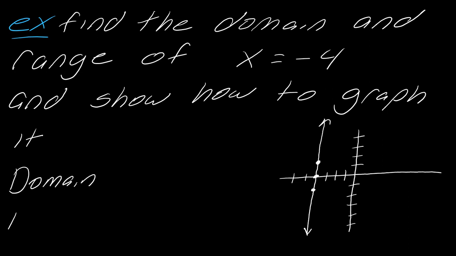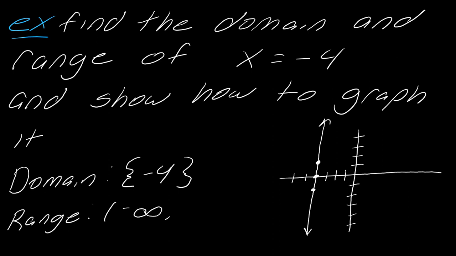Now I think you should try to write down the domain and range before I tell you what it is, just to check that you're understanding this, and then hit play when you're ready. So the domain in this case, the x's are always -4, right? So I'm going to write my little set notation here. And in this case, the range just goes up and down forever. The y's just go up and down forever. So the range is -infinity to +infinity.